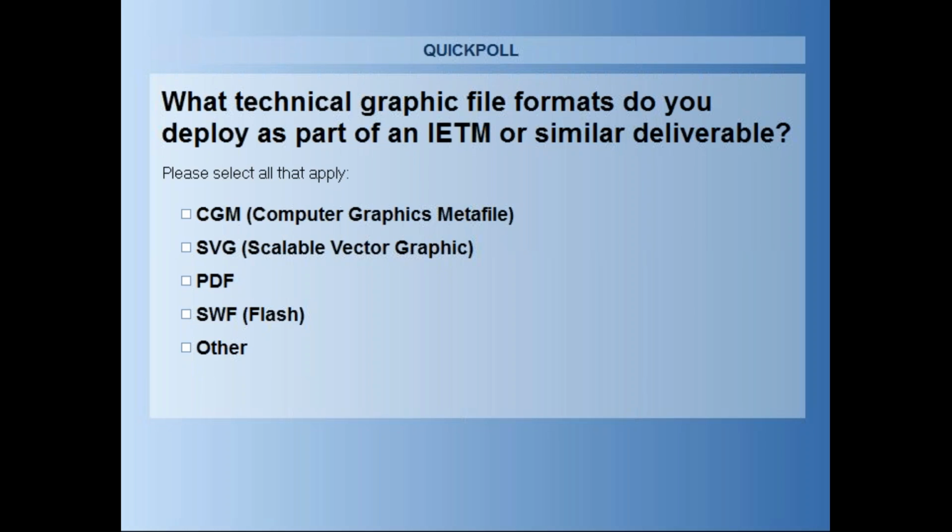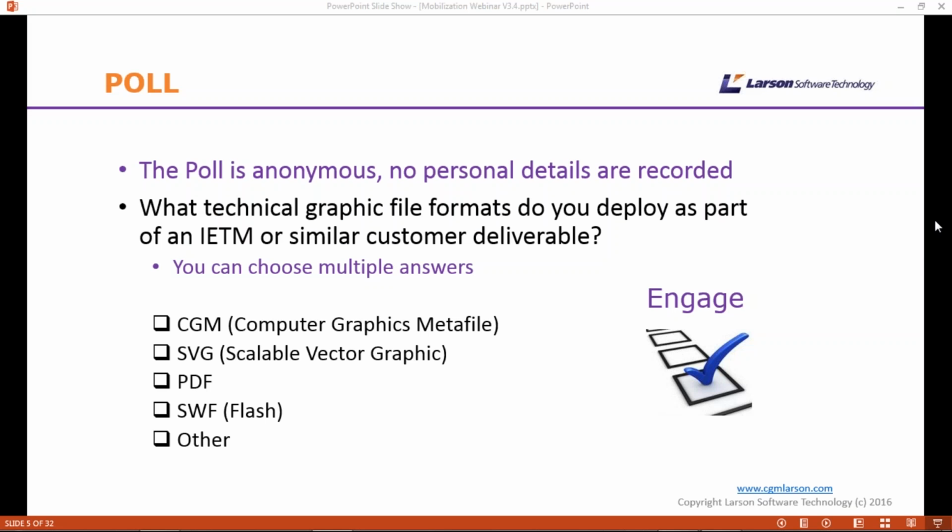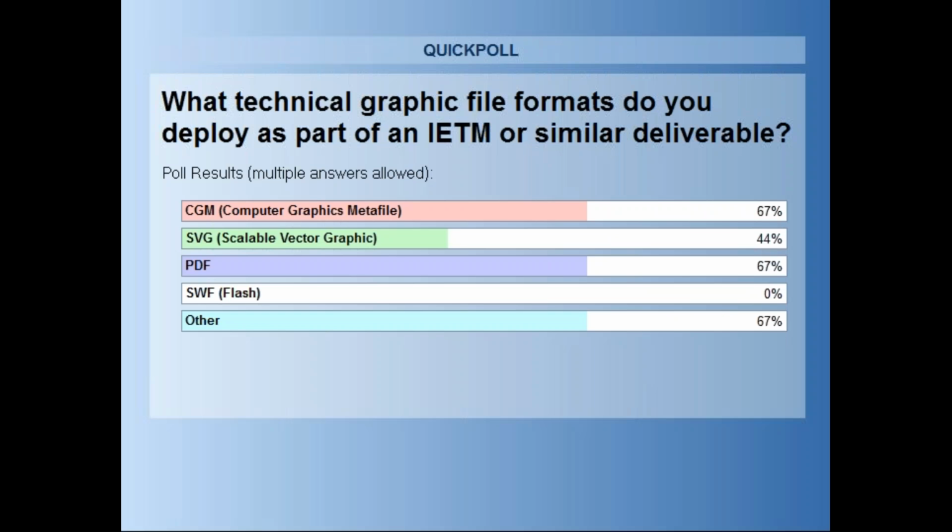Okay, I'm just going to close now, and I'm going to share that with you. It's pretty even, I think. The 67 CGM, 44 SVG, 67 PDF. Nobody's doing Flash anymore, which is not probably surprising with some of the issues around it. And we'll probably touch on that as we go along. And then we have 67% others. So it's really a broad spread across all those different things.